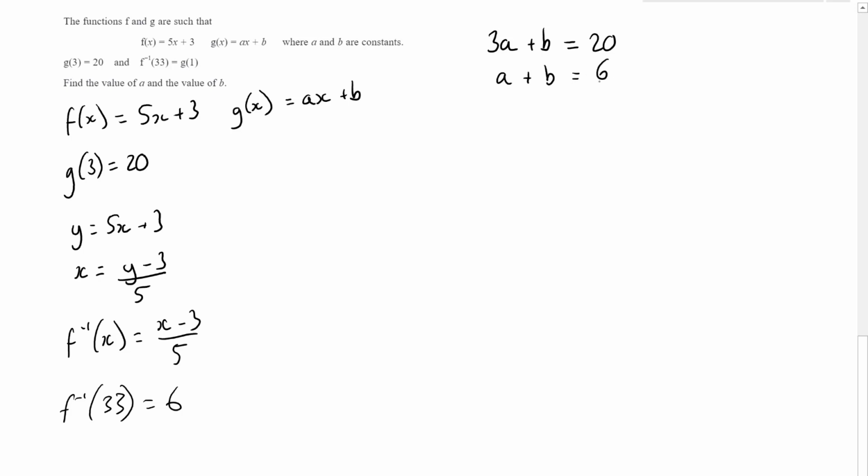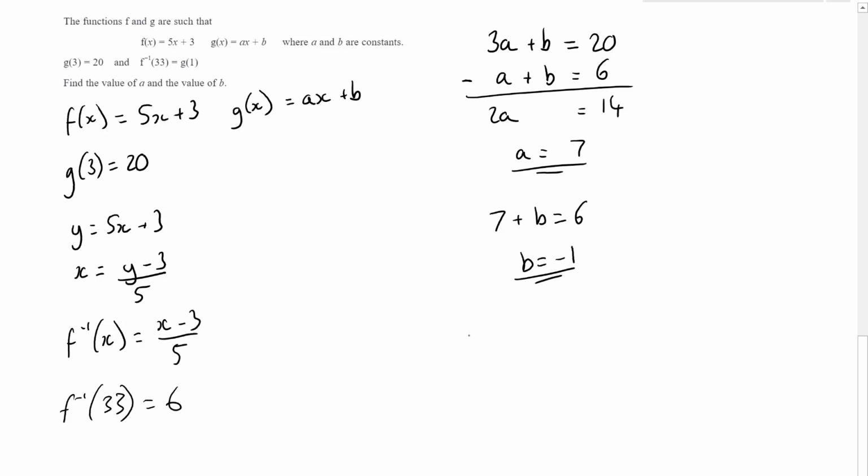Okay, so now we've done all of the composite function stuff. We just have to solve these simultaneous equations. We've already got a b in both of these, so we can just minus them to get rid of the b's. This becomes 2a is equal to 14. Therefore, a is equal to 7. And then if I put this back into a plus b equals 6, 7 plus b equals 6, so b must be equal to minus 1. Okay, and therefore a is equal to 7 and b is equal to minus 1. And these are our answers to these questions.